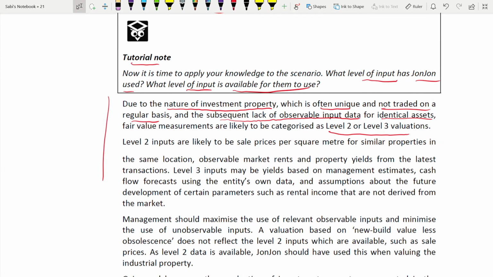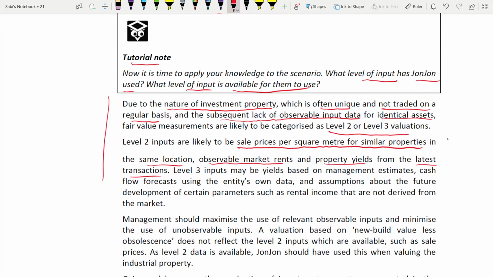Okay. Now we are discussing level 2 and level 3, referring this to the case study. So level 2 inputs, in this case, are likely to be what? Sales price per square meter for similar properties in the same location. Or you can see the market rent, observable market rent. This is not exactly the same, but similar. So you can use level 2. And the property yield from the latest transactions. So all this you can use as level 2. If you have this type of inputs, you can use level 2.